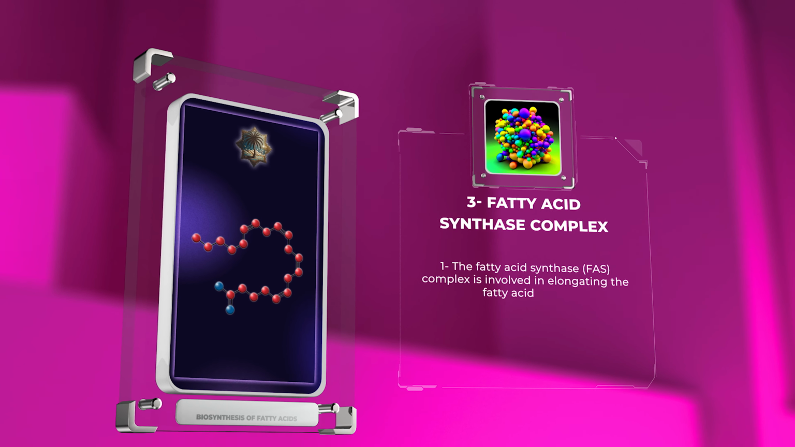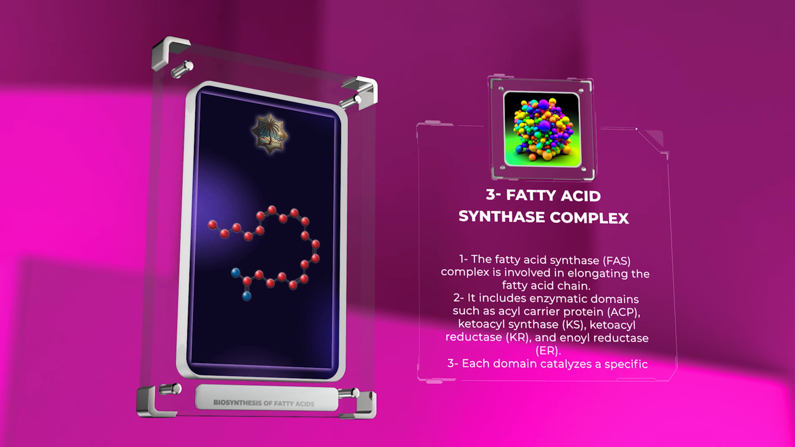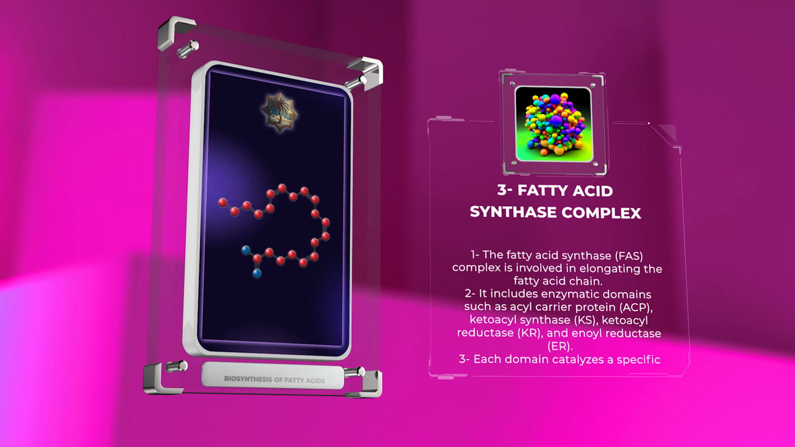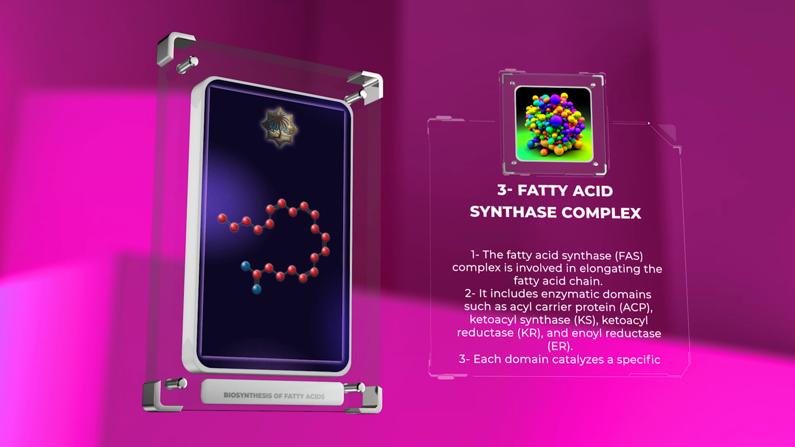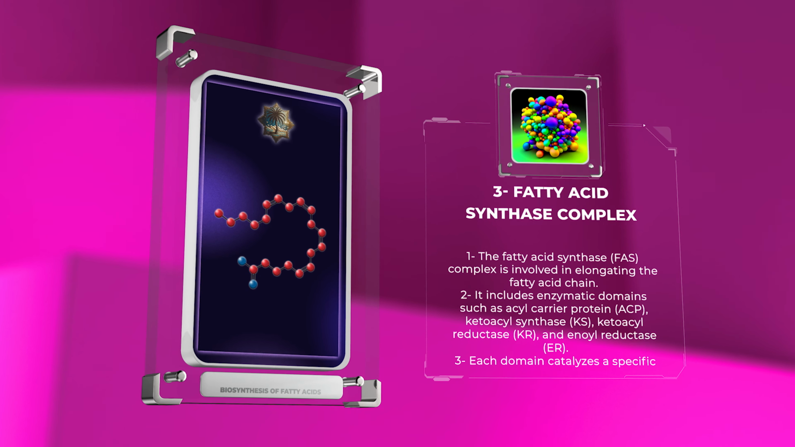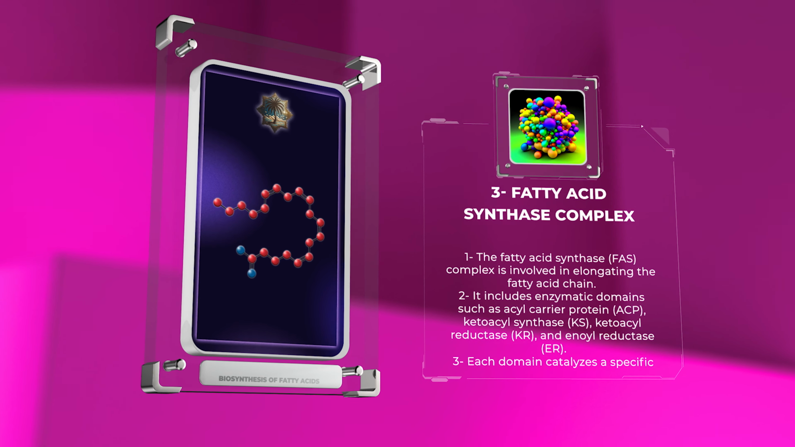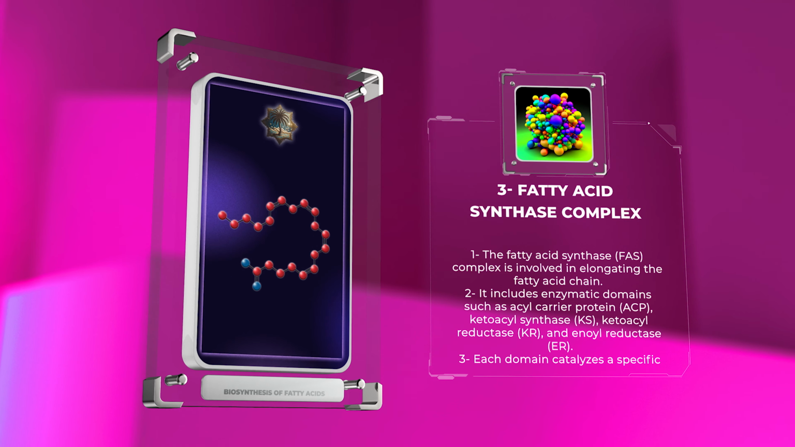The fatty acid synthase, FAS, complex is a multimodular enzyme involved in the elongation of acetyl-CoA onto a growing fatty acid chain. This complex comprises several enzymatic domains, including acyl carrier protein, ACP, ketoacyl synthase, KS, ketoacyl reductase, KR, and enoyl reductase, ER. Each domain catalyzes a specific chemical reaction in the iterative process of elongating the fatty acid chain.